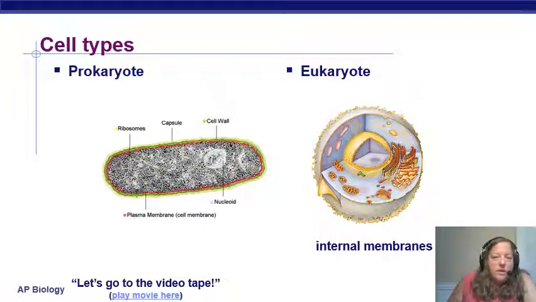So here we see a picture of a prokaryote, and you see that there are no defined organelles inside of that prokaryotic cell. But yet when you look at the eukaryotic cell, you see all these defined organelles inside the cell that all have special functions to help that cell carry on normal cell functions.